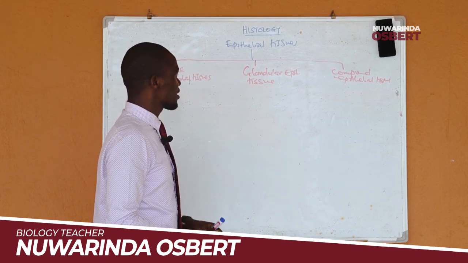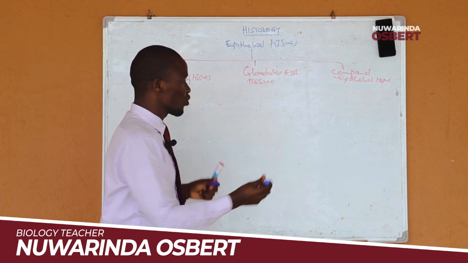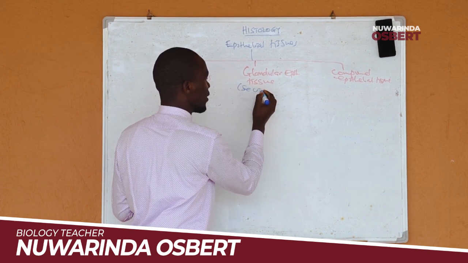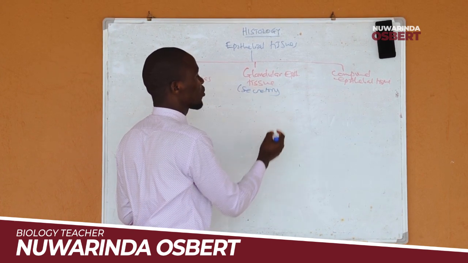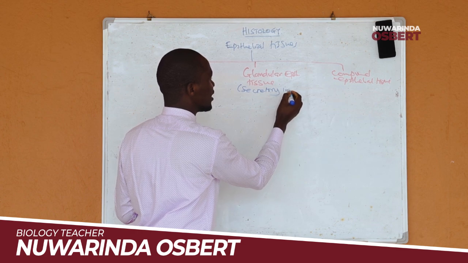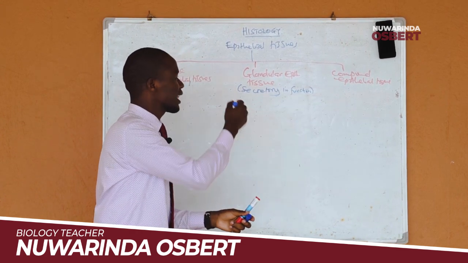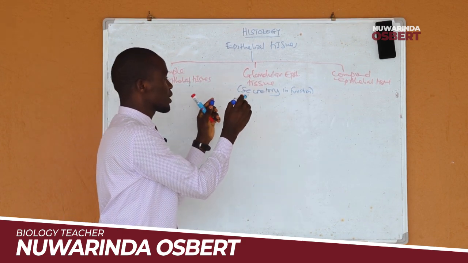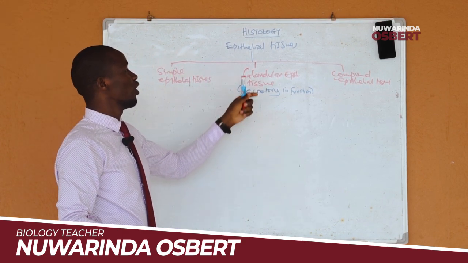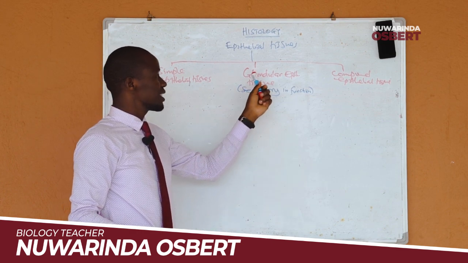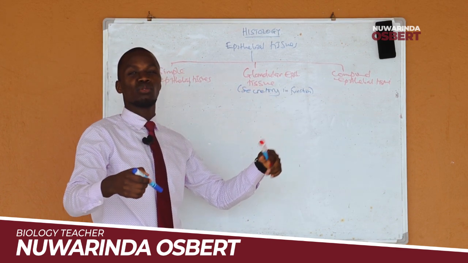Now, glandular tissues are epithelial tissues which are secretory. They have the work of secreting. They are secretory in function. They do a lot of secretion. That doesn't mean that other tissues don't secrete, they also secrete, but this one is specifically for secretion. And majorly, glandular epithelial tissues include the glands.